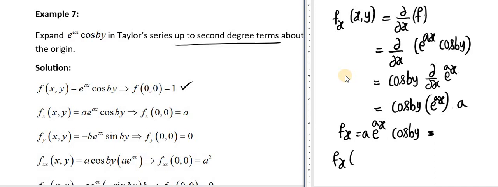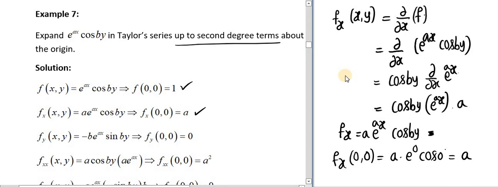Now f_x at (0,0), that is a into e power 0 cos 0. E power 0 is 1, cos 0 is 1. 1 into a is a. That's why f_x is a.